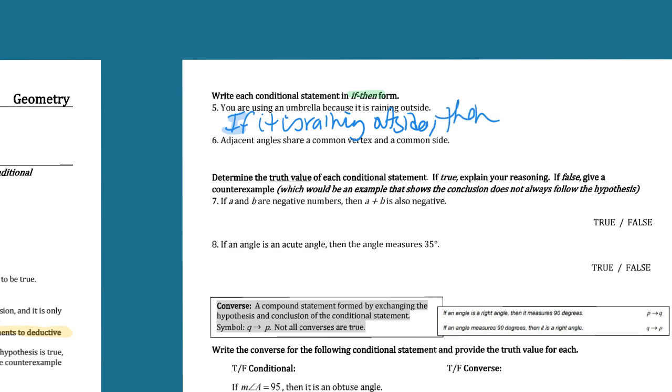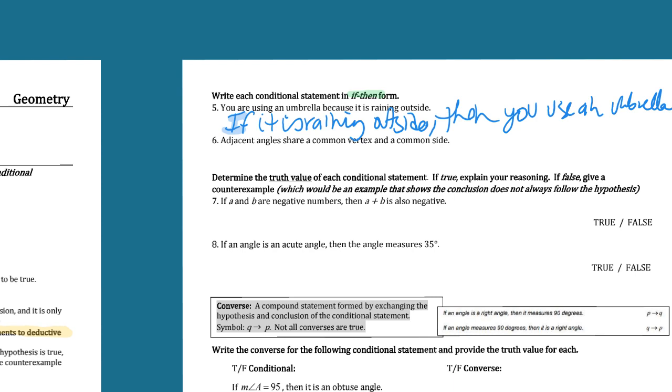All right, if it is raining outside, then use an umbrella. Okay, sorry, there may be some glitches there, but I have had it freeze up a couple times. So the hypothesis is it's raining outside. The conclusion is use an umbrella.